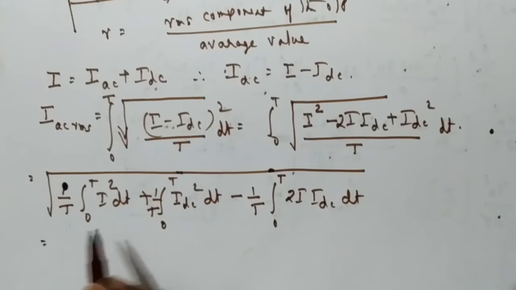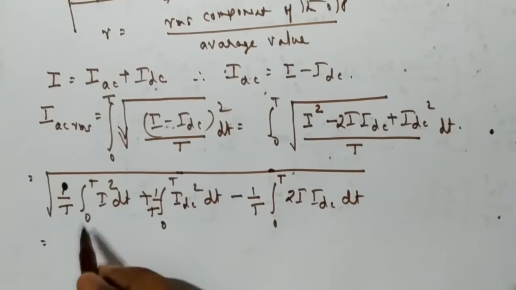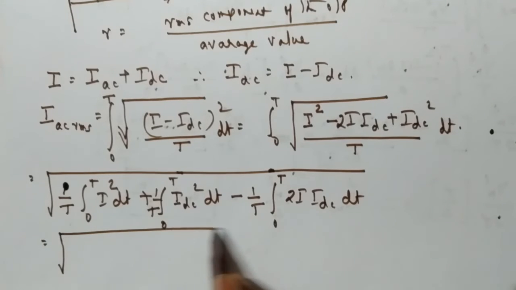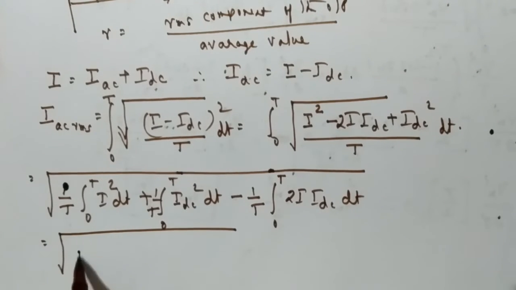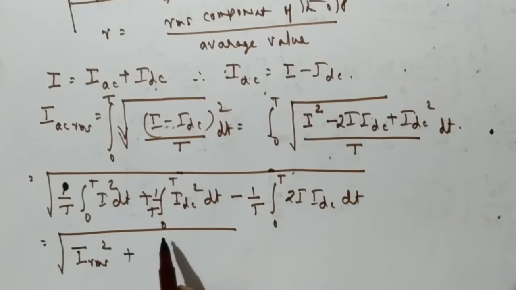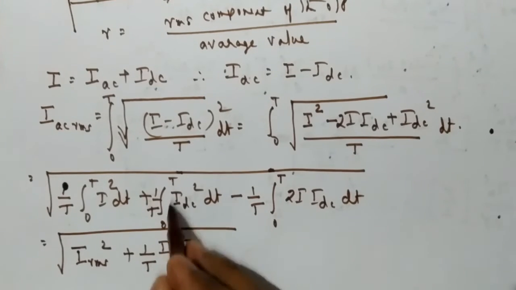This is equal to, now what is this? I square dt divided by T, 0 to T integration, that is nothing but the RMS value. So this is square root of I RMS square plus 1 by T into I DC square. I DC is a constant, you can integrate it, so I DC square into T from 0 to T if I apply.